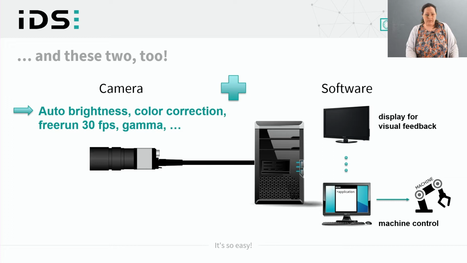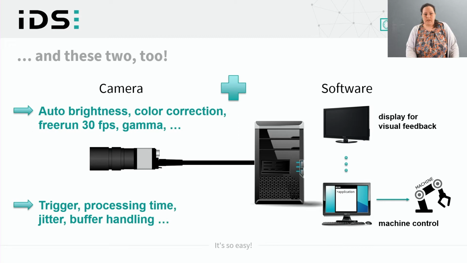On the other hand, applications can serve to control machines. And here, important facts are the triggering of the application, the processing time, jitter, or buffer handling. And all these facts not only rely to the camera, but also to the software behind.